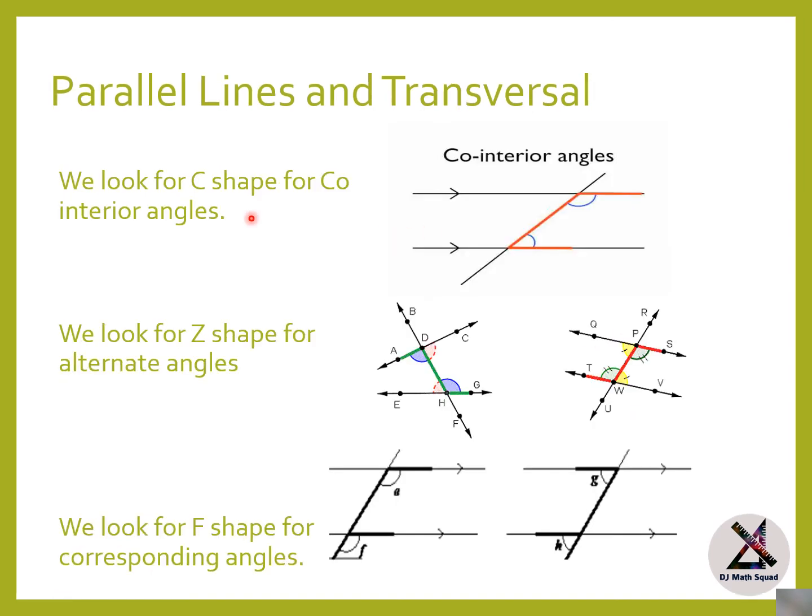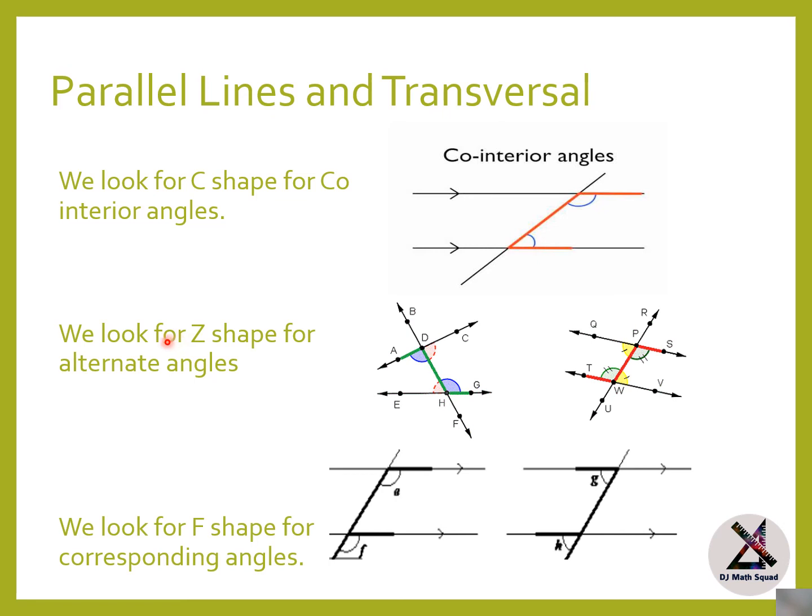Now here we are trying to understand how you can identify these angles. For co-interior angles, angles on the same side of the transversal, we see the C shape. Just look at this C shape in red color. So you can identify them by the C shape.